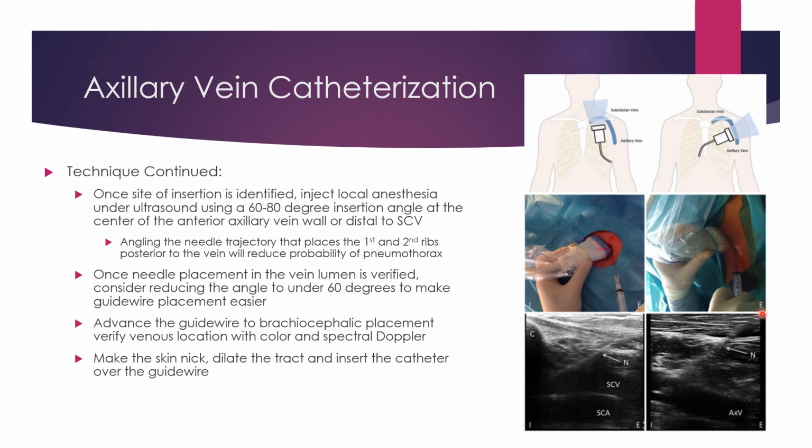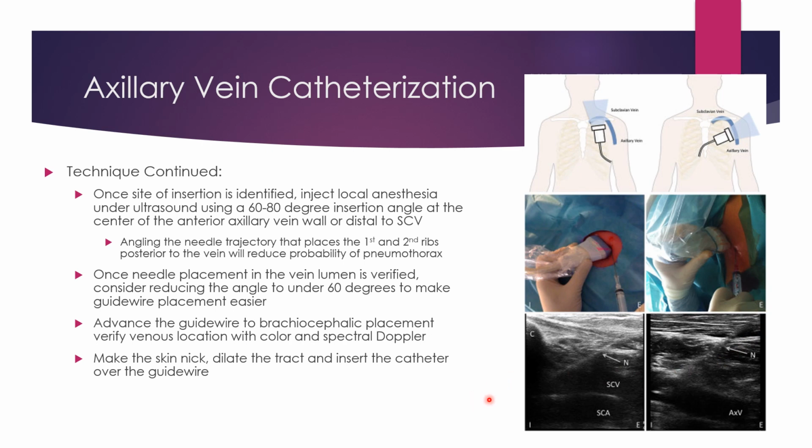Because these vessels are quite a bit deeper, you're going to need a 40 to 80 degree insertion angle, centered to the anterior axillary vein or the wall just at the distal subclavian vein. Angling the needle trajectory that places the first incised ribs anterior to the lung is going to be the best way to reduce the probability of pneumothorax. So by changing your scan angle, you can make the ribs appear in front of the lungs, which helps you avoid penetrating that.